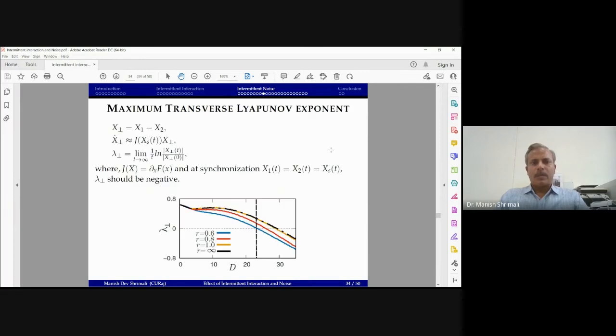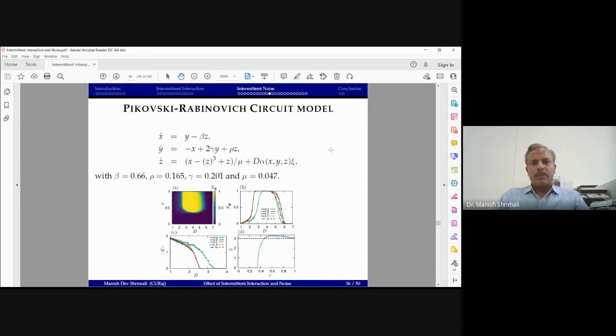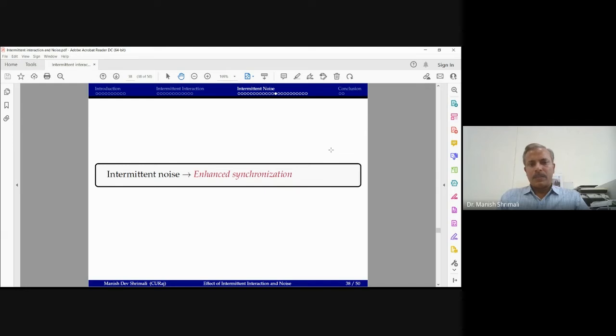We have also calculated the transverse Lyapunov exponent and the entropy, and we have also checked the results for the PR circuit model. The HR neuron case also gave similar results, and with this I can conclude that the intermittent noise enhances the synchronization. That was the main observation: if you somehow can restrict the noise, then you can get the synchronization for the lower noise strength as well as with the larger basin stability.